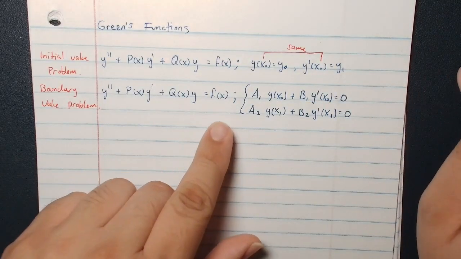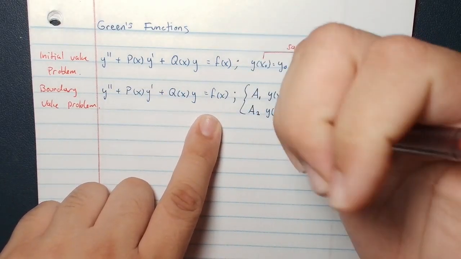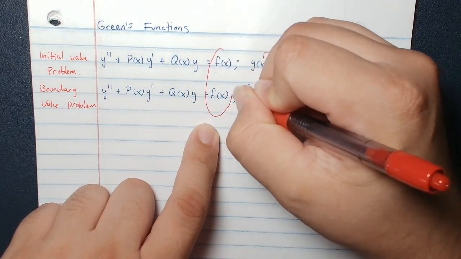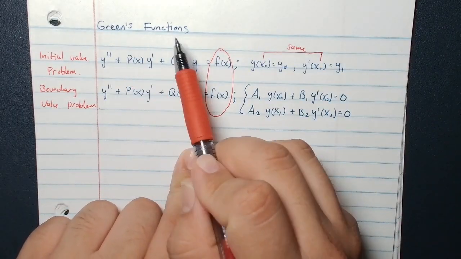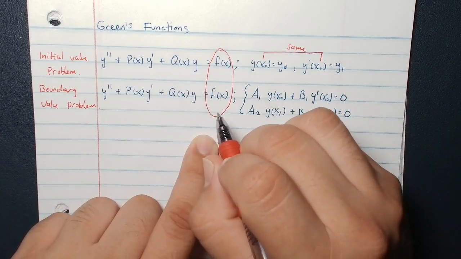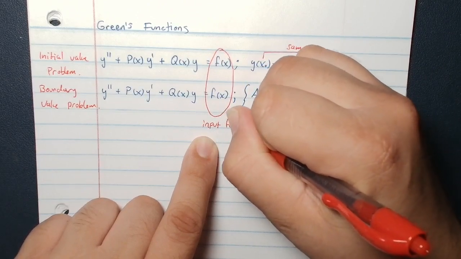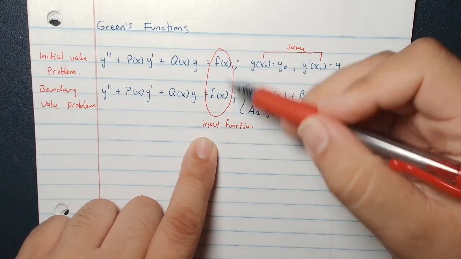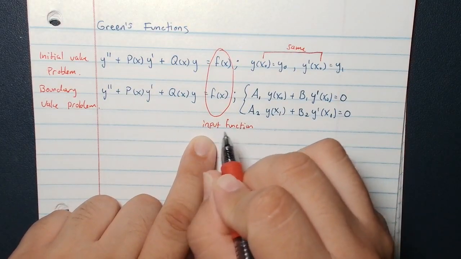Okay? In all of these problems, whether you're looking at an initial value problem or a boundary value problem, what we have here, this f of x, this is called our input function. And when we talk about Green's functions, this input function will be of importance to us here. This is called the input function, regardless of which version of the problem you have. That's what we're going to go ahead and call it in this course.